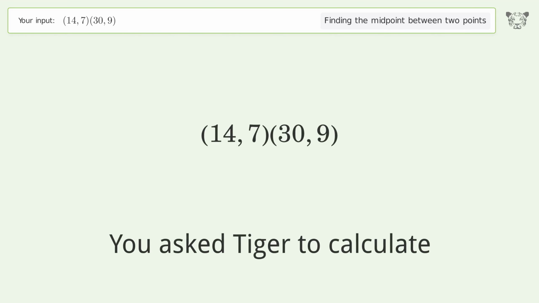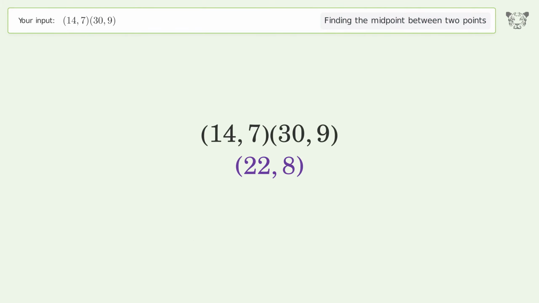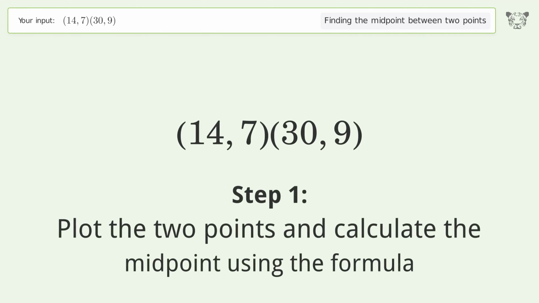You ask Tiger to calculate. This deals with finding the midpoint between 2 points. The midpoint between the 2 points is 22, 8. Let's solve it step by step. Plot the 2 points and calculate the midpoint using the formula.